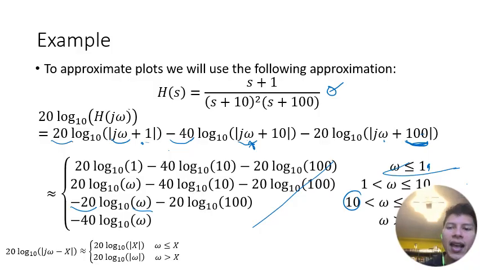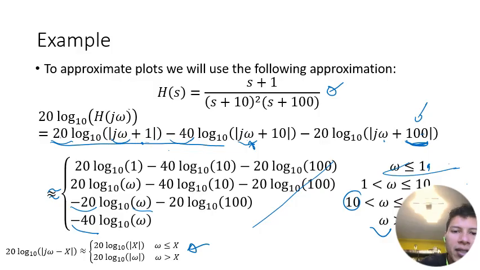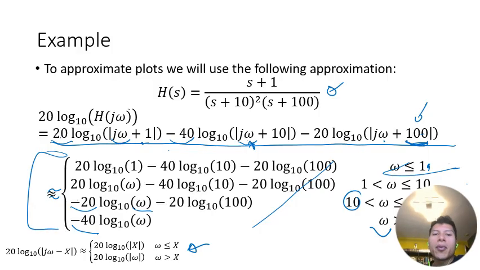And then finally, at the very last one, whenever omega is greater than 100, you're going to approximate all three of them as log base 10 of omega, because now omega is bigger than all of the things you're adding or subtracting. So as a result, 20 minus 40 minus 20 becomes negative 40. So all we're doing is applying this approximation, and now we are approximating this expression for our frequency response as this. Okay, now we're ready to plot it.